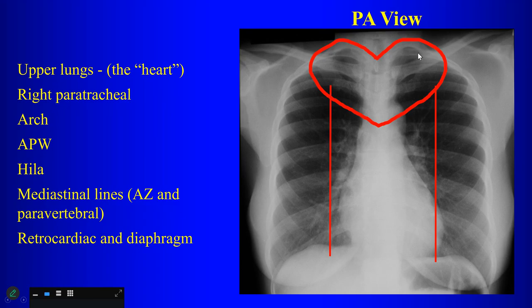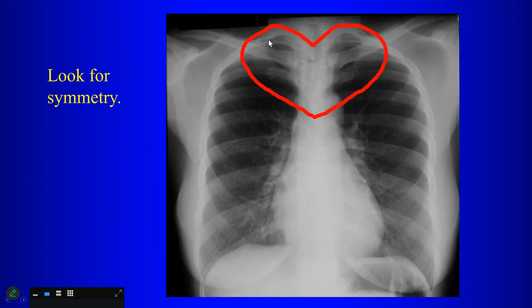The upper part of the chest here, this area that looks like a heart here, is diagrammed out. Look for symmetry, compare one side to the other so that you don't miss anything in the apex. The right paratracheal area, the aortic arch, the AP window, the hila, the mediastinal lines, the azygoesophageal line, the paravertebral line, retrocardiac regions, and the diaphragms. Add these areas to your checklist. Go back and take a look at this before you put the case away to make sure that you're not missing anything. Okay? Up here, look for symmetry when you're up there.